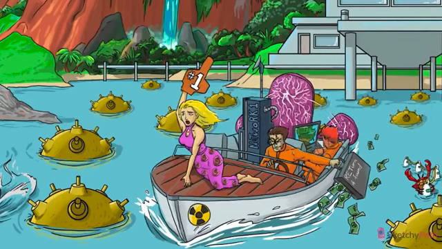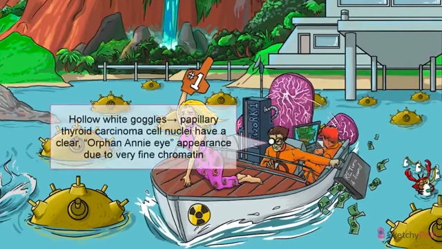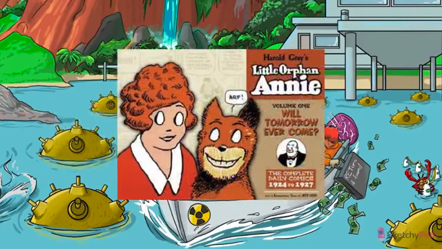The other key feature to remember here involves the nucleus. The chromatin of papillary carcinoma cell nuclei is very fine, causing the cells to have an almost clear appearance. These nuclei are called orphan Annie eyes, because they look just like the, oh, mother of all that is holy! What is with those eyes?